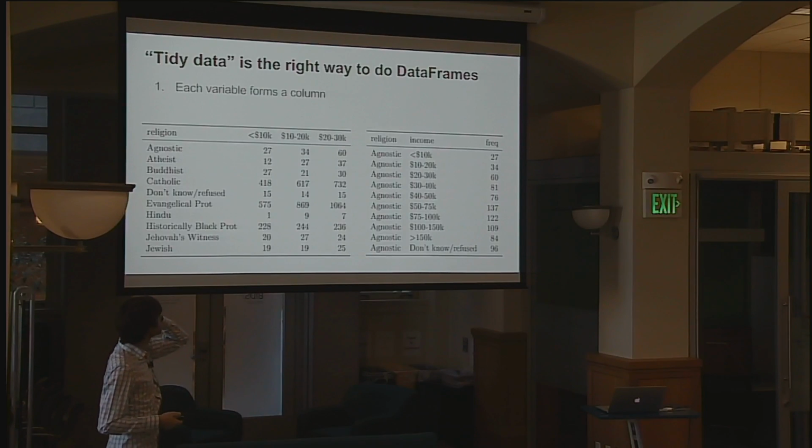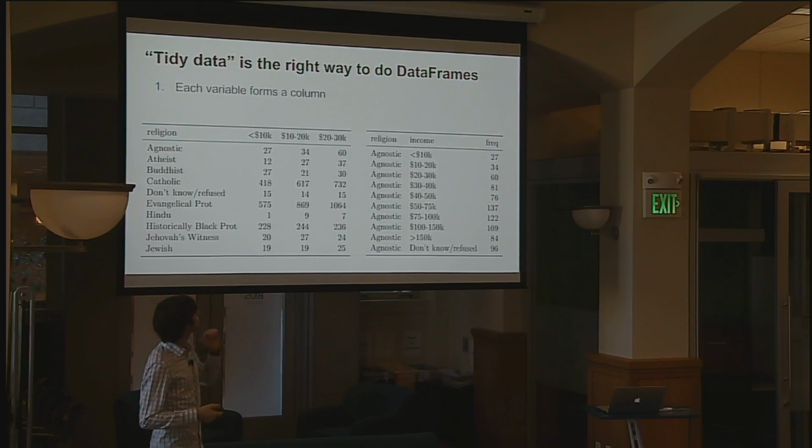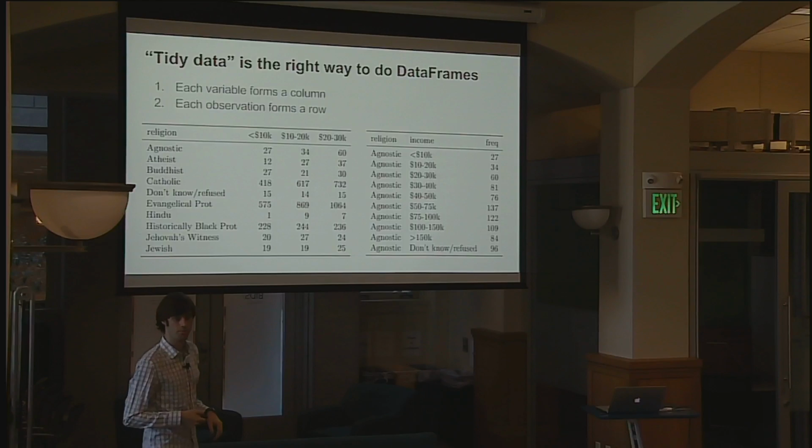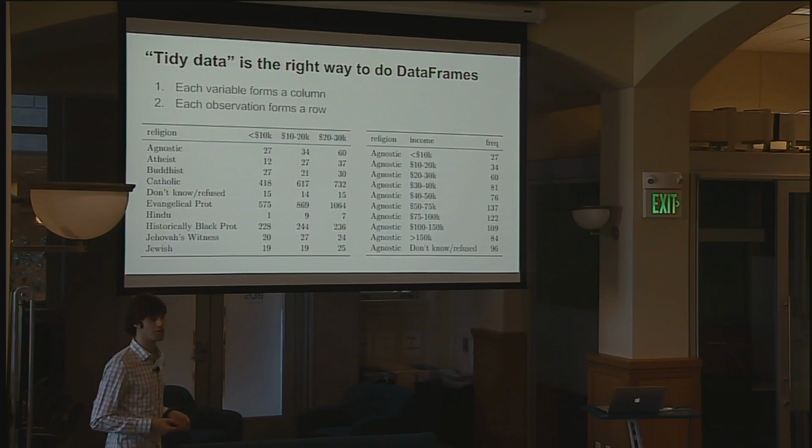The first rule is that we make sure that each of the columns is a variable in our data set, so something that changes, and then each observation is a row. And if we follow these two simple rules, this is also a standard way in which people will organize data.